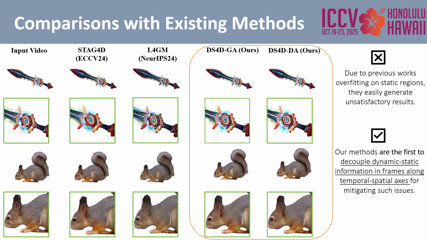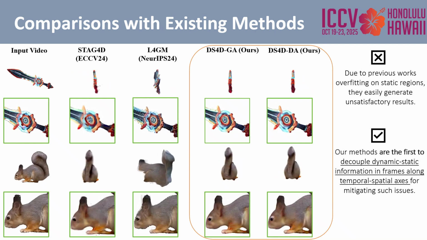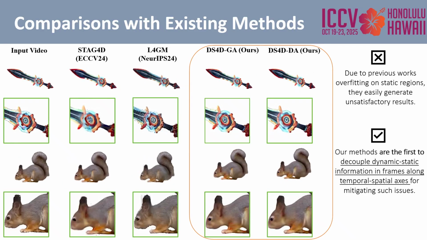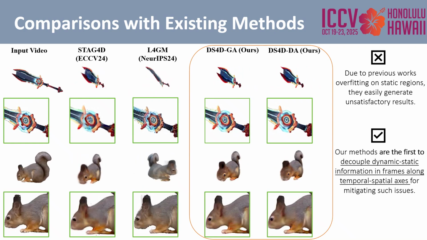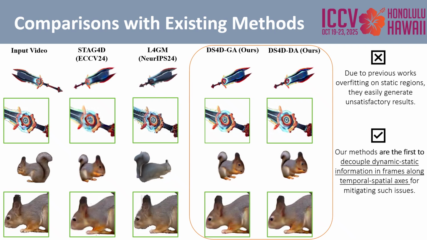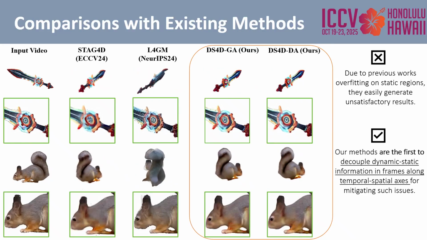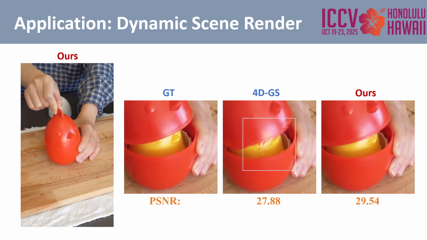In this video, we present some 360 degrees generation results by our methods, previous works STAG4D and L4GM. STAG4D and L4GM do not differentiate between dynamic and static information, leading them to easily overlook information in dynamic regions when faced with large proportions of static. In contrast, our methods address the challenges arising from varying proportions of dynamic and static regions in frames, resulting in the achievement of high-quality 4D generation.